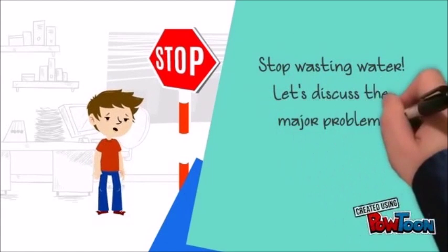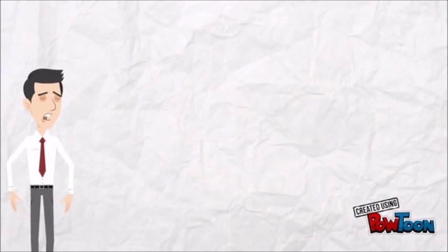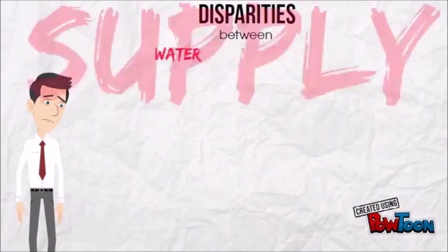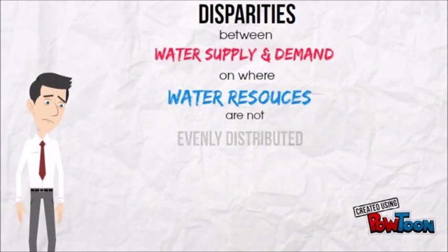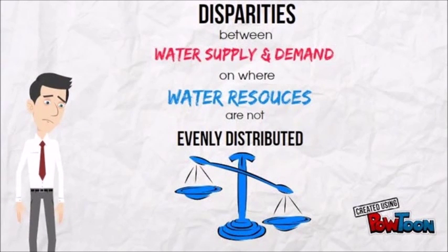Let's discuss the major problems concerning water use and scarcity. One of these is the disparity between water supply and demand, where water resources are unevenly distributed throughout the country, often resulting in water shortages in highly populated areas, especially during the dry season.